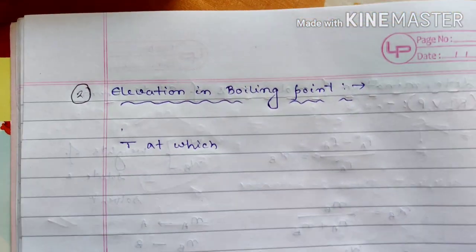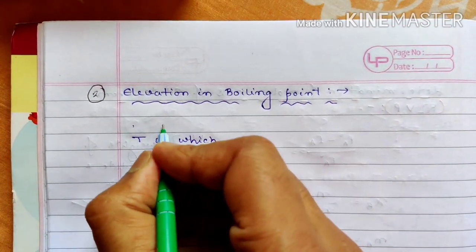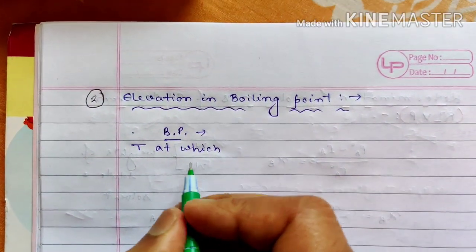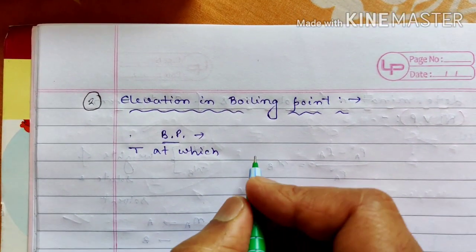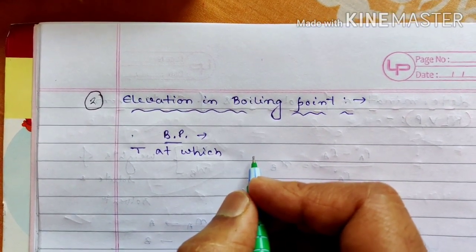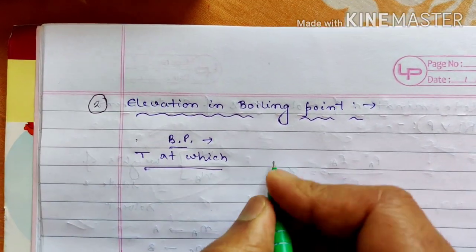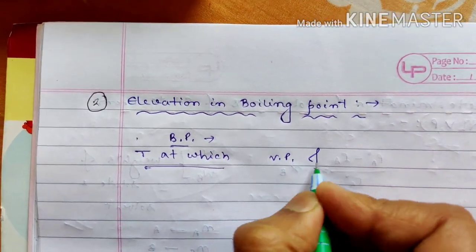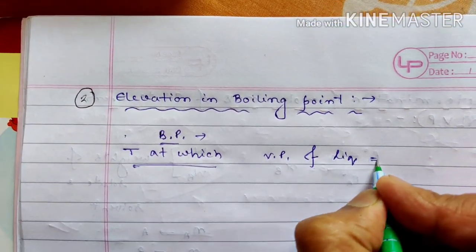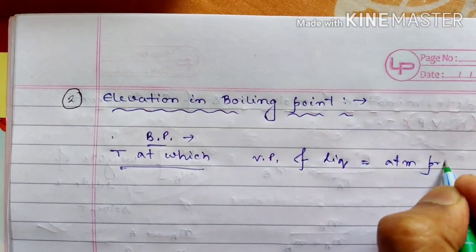The second colligative property that we are going to read is the elevation in the boiling point. Now for that, first of all, let us understand what is boiling point. Boiling point, in a simple way we can say, is the temperature at which the vapor pressure of the liquid becomes equal to the atmospheric pressure.